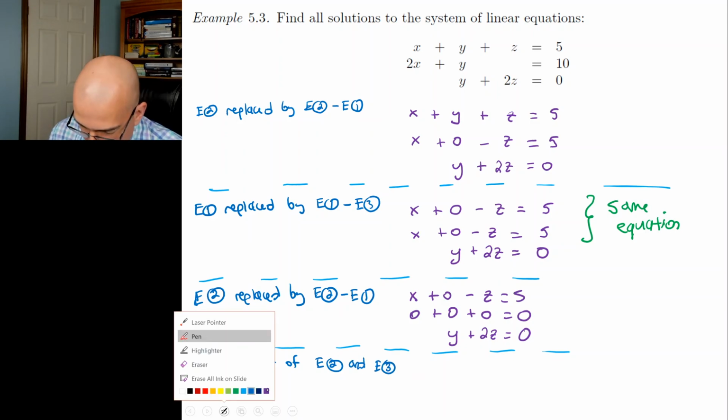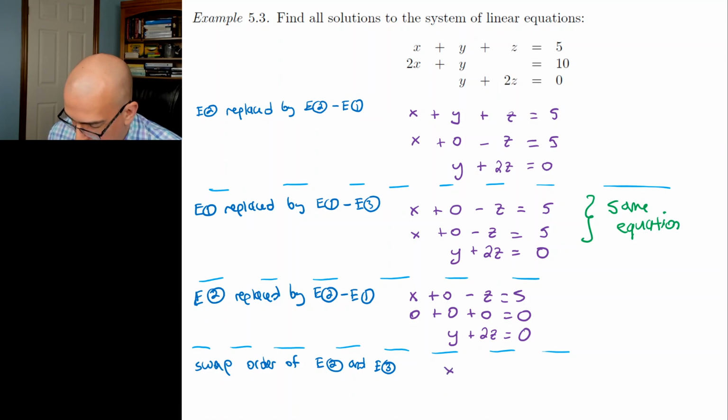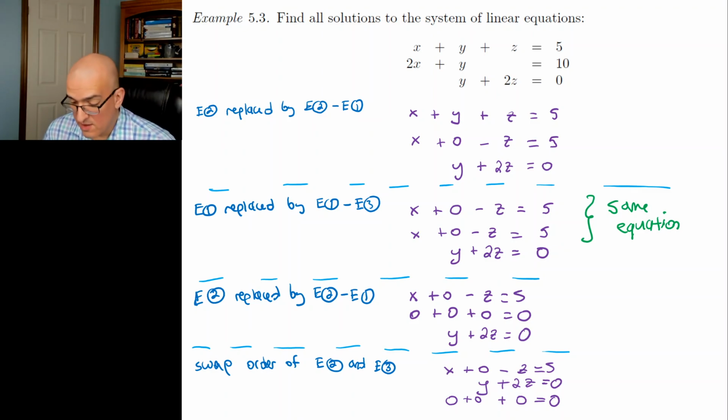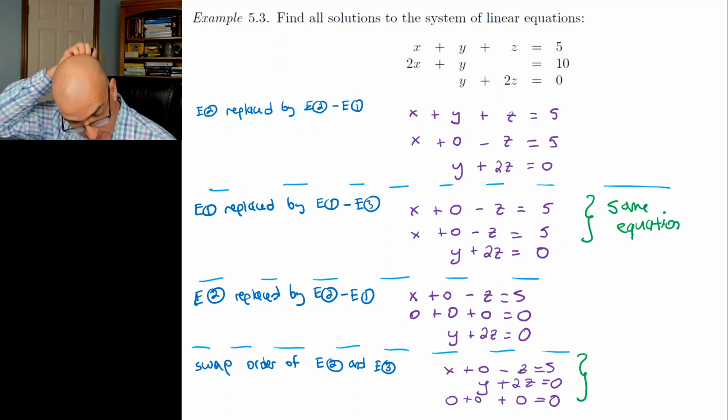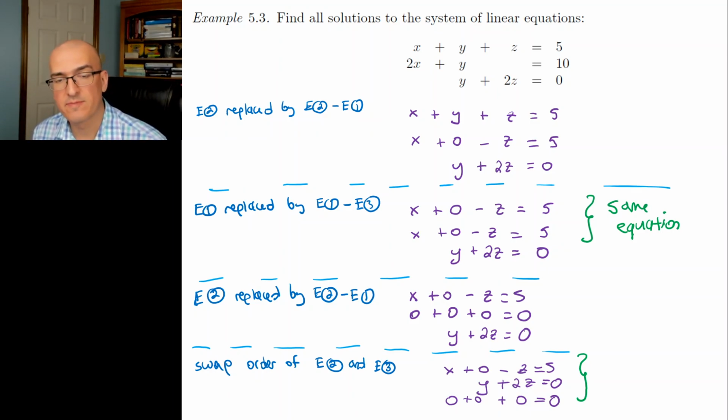So if I do that, I'll have x plus 0 minus z is equal to 5, y plus 2z is equal to 0, and 0 plus 0 plus 0 equals 0. And believe it or not, that's as far as we can go. We can't say anything else about the x, the y, and the z, other than letting z equal a parameter.